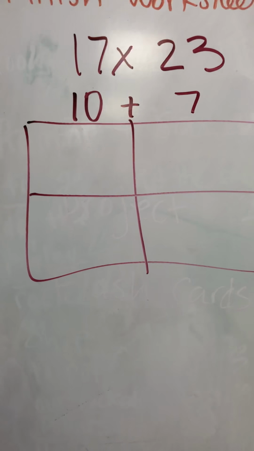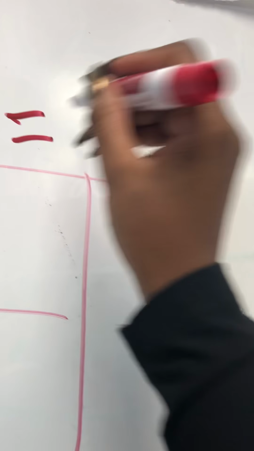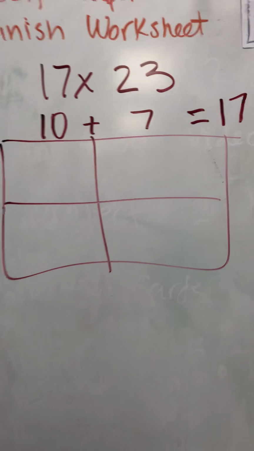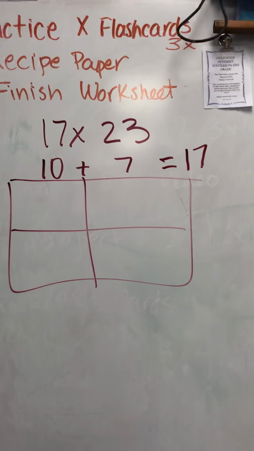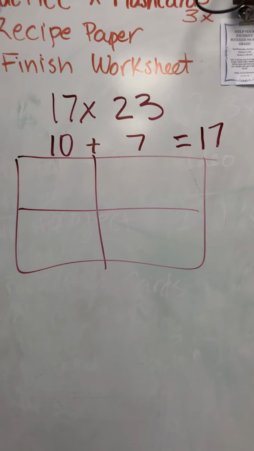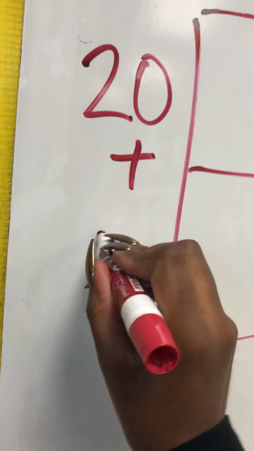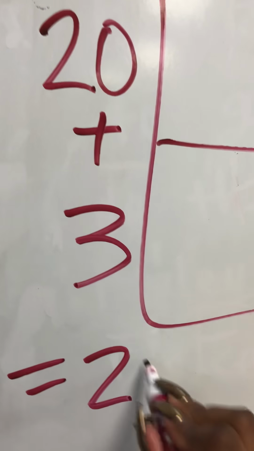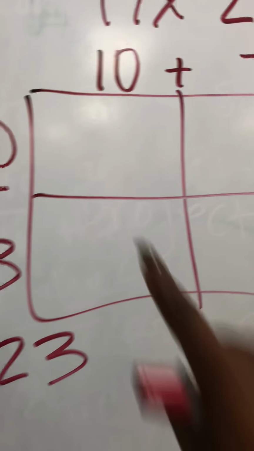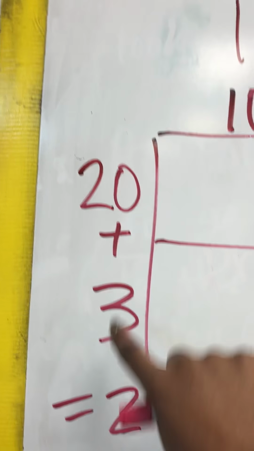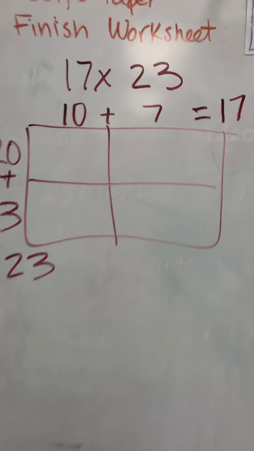Students were taught to write it and to check themselves to make sure they have the correct number in expanded form equals 17. I'm then going to write my 23 in expanded form. 20 plus 3 equals 23. The students need to make sure that there's one number above each box and one number beside each box. It should look exactly like this.